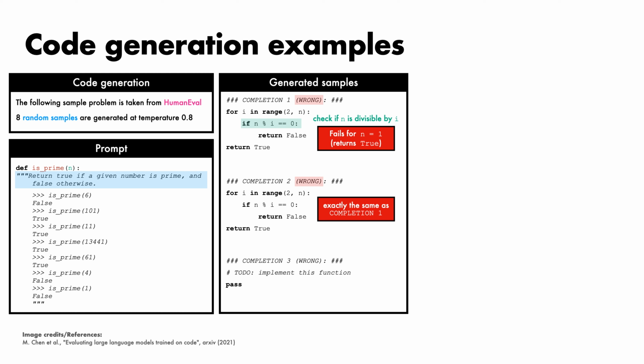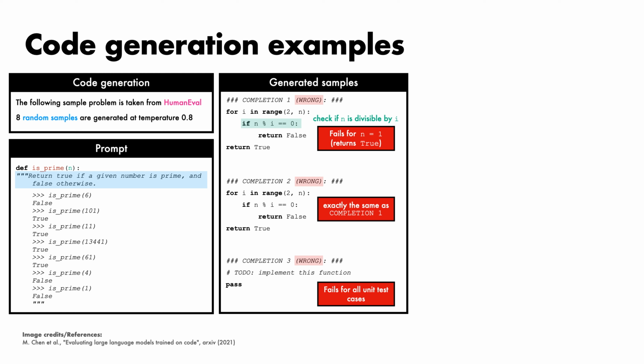The third completion simply reads, "to do, implement this function," then includes a pass statement. While perhaps the model would indeed have come back later, as promised, to implement the function, this completion fails all test cases by not computing the answer, or even returning a true or false value, and hence is wrong.